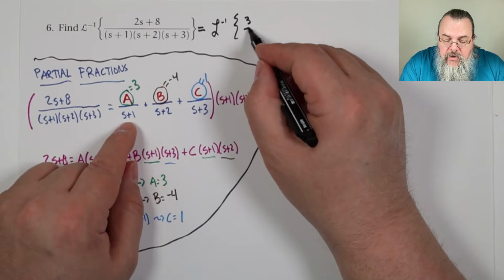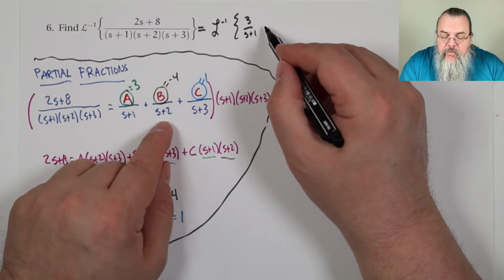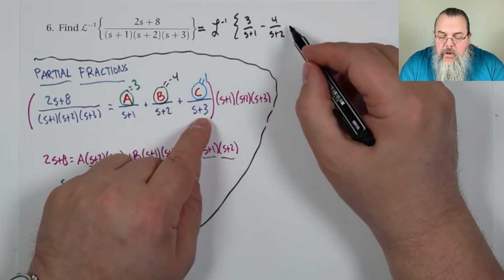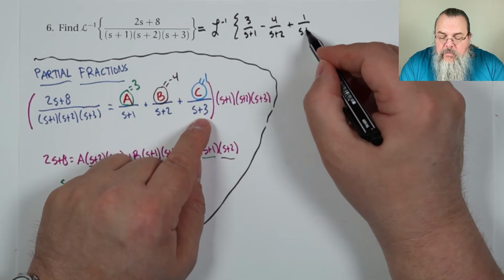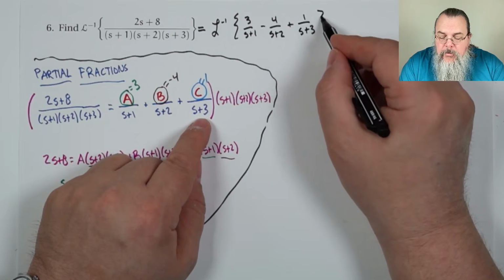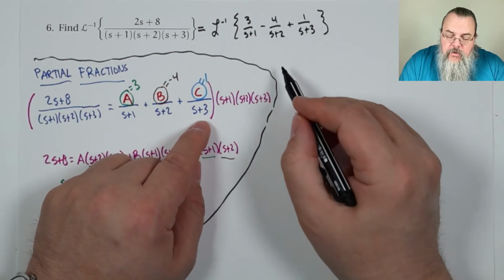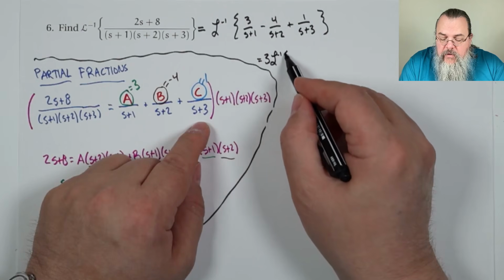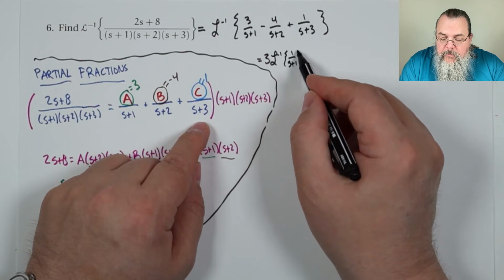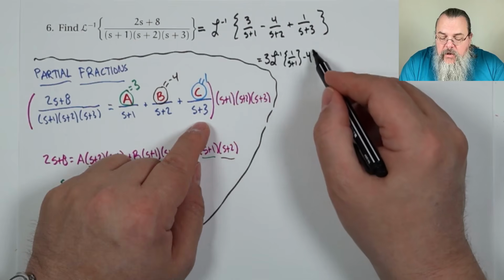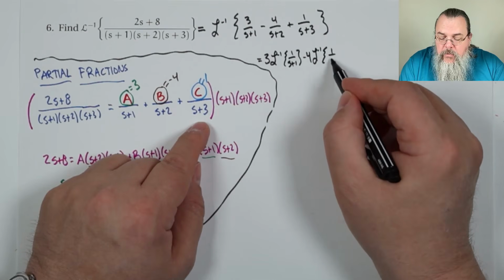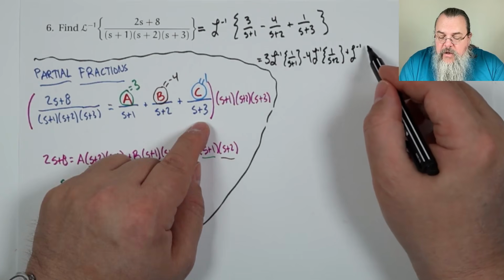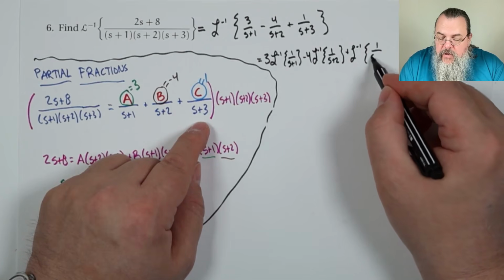3 over s plus 1 minus 4 over s plus 2 plus 1 over s plus 3. And we can do linearity. So this is 3 inverse Laplace of 1 over s plus 1, minus 4 inverse Laplace of 1 over s plus 2, plus inverse Laplace of 1 over s plus 3.